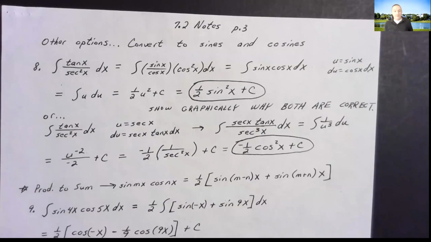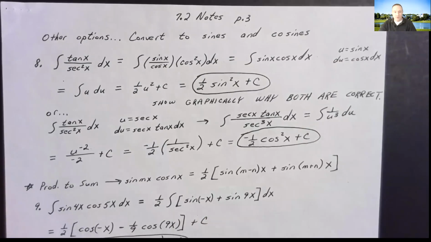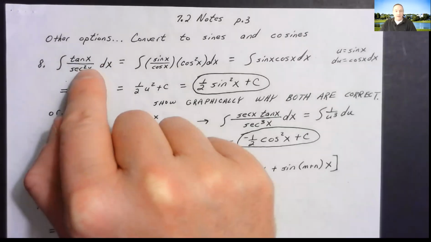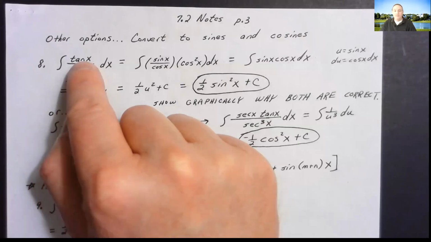So a couple other things I wanted to show is what if we have something that doesn't really fit any of the scenarios? Like if I have the integral of tangent over secant squared integrated with respect to x. Typically what we do in problems like this is to go ahead and try to put everything in terms of sines and cosines. So what I did here, exactly that.